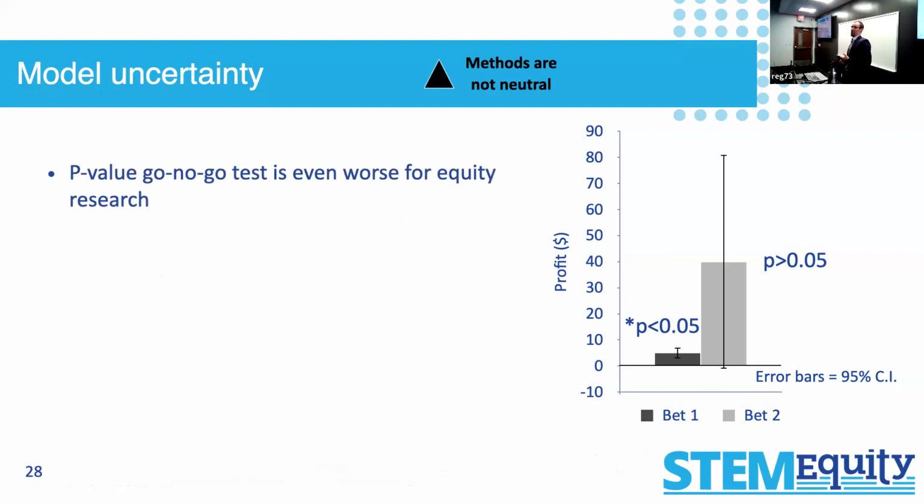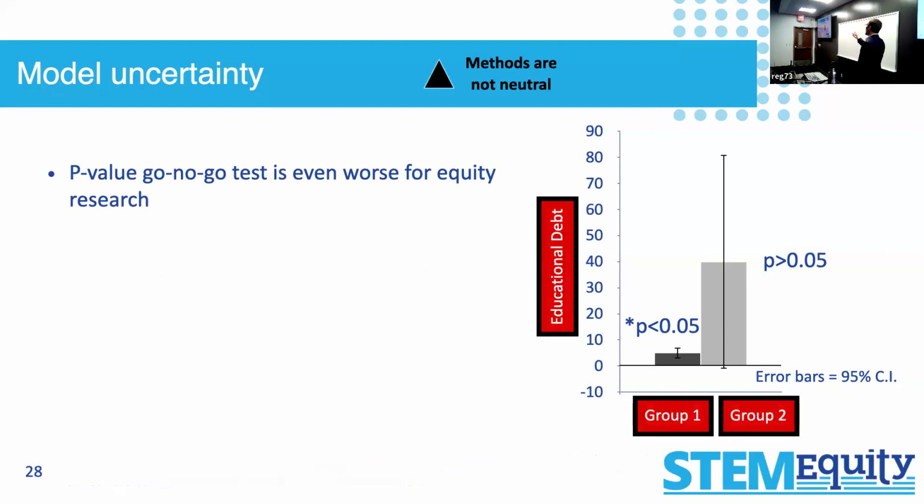But it's even worse when we think about equity. Let's say instead of this profit, this is educational debt. I've got group one and group two here. Group one is owed educational debt. Group two, we didn't have very many of them study, so they're not owed anything. No inequity for group two. That's ridiculous, right? There's this huge inequity.